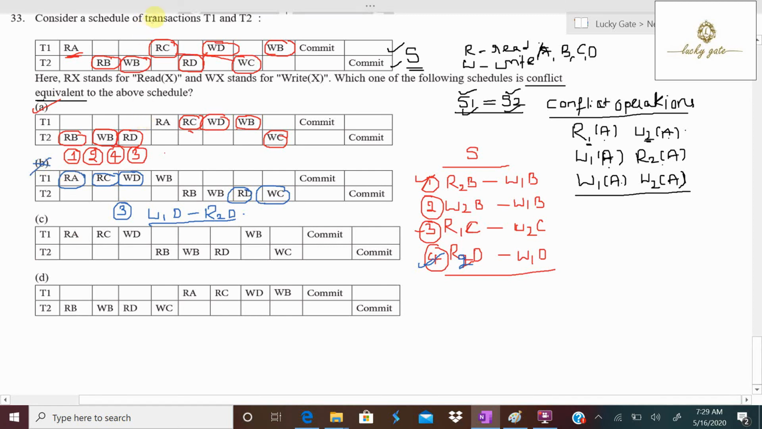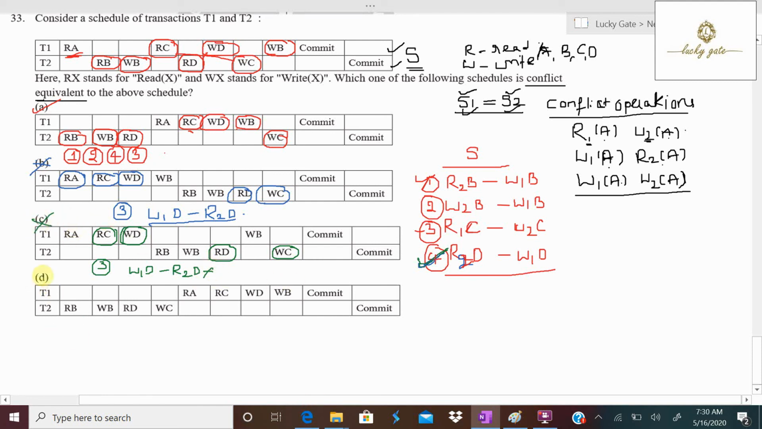Now coming to option C. In option C, you also observe read 1C is conflicting with write 2C. That is conflict 3 present in option C. Here also write 1D conflicts with read 2D. But the fourth conflict is read 2D, write 1D. Here it is 1 to 2, but in the given schedule it is 2 to 1. This is not present, so option C is also incorrect.